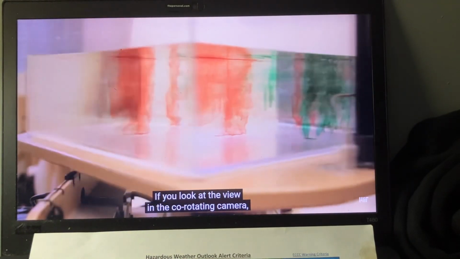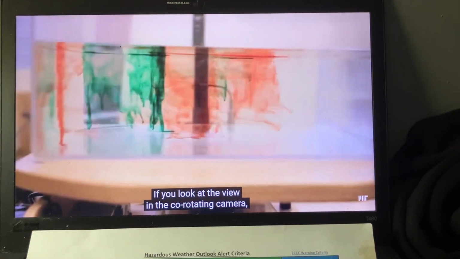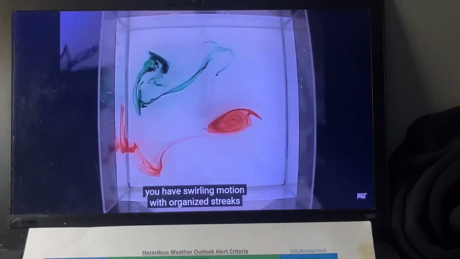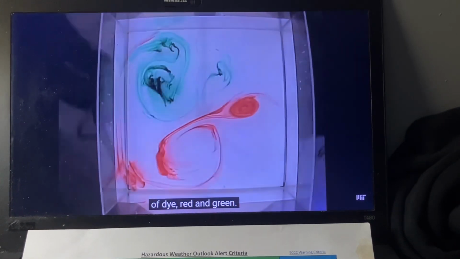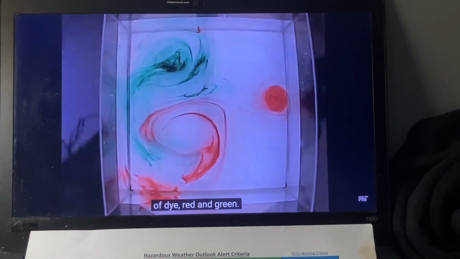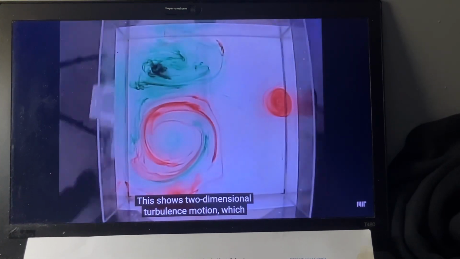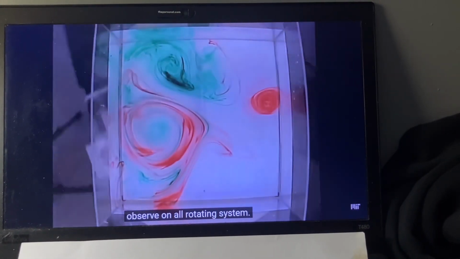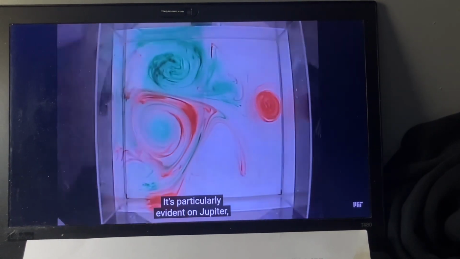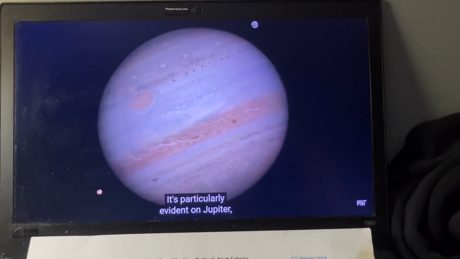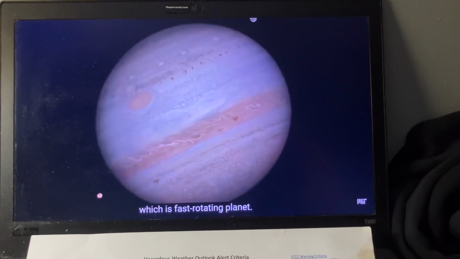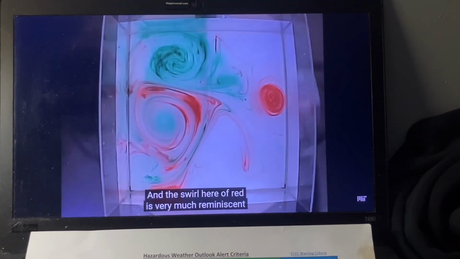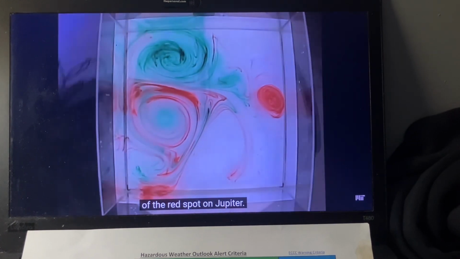If you look at the view in the co-rotating camera, you have swirling motion with organized streaks of dye, red and green. This shows two-dimensional turbulence motion, which is observed on all rotating systems. It's particularly evident on Jupiter, which is a fast-rotating planet. And the swirl here of red is very much a reminiscence of the red spot on Jupiter.